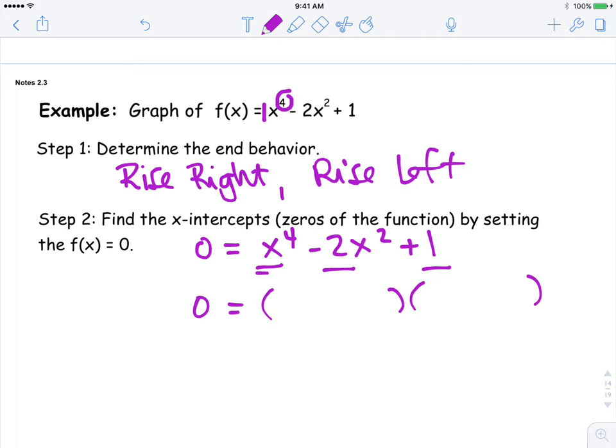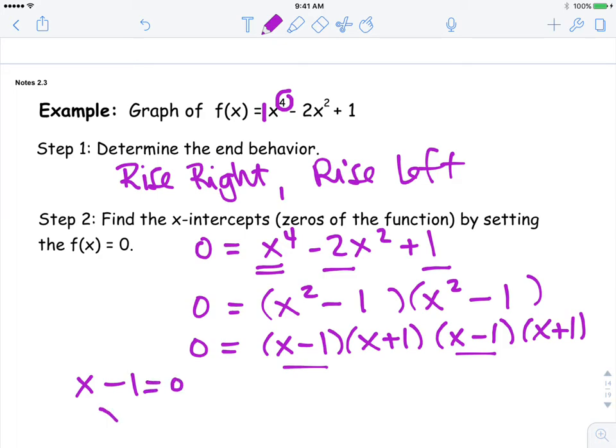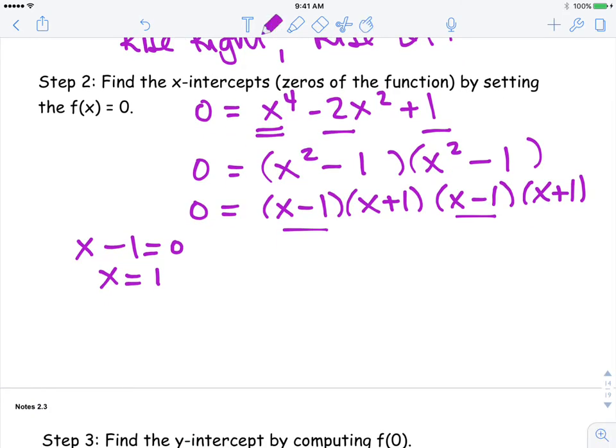We also need to split up that first term. That's an x to the 4th. So we're going to split it up as x squared and x squared, and then -1 and -1. And then we're going to use the difference of two squares and factor as x minus 1, x plus 1, x minus 1, x plus 1. Well, notice that these two are alike, so that's going to be a multiplicity of 2. So when I solve it for x, I have 2 of those factors, so that's a multiplicity of 2.